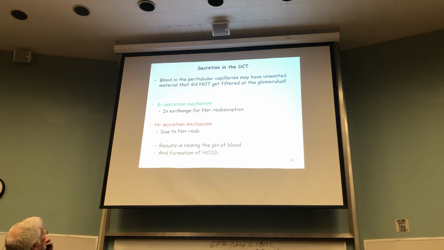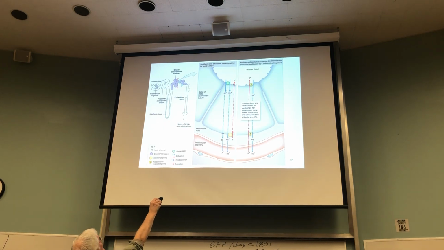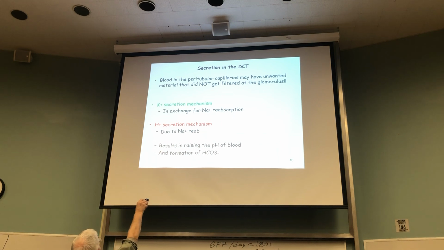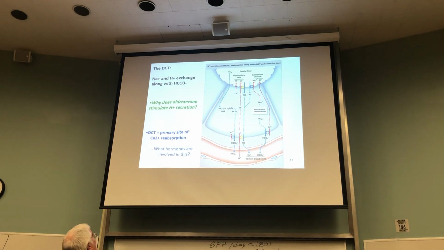All right, so bottom line, in terms of the distal convoluted tubule, you're looking at potassium secretion. That's this, right? Potassium leaving the blood, going into the filtrate, in exchange for sodium reabsorption. We're next going to talk about hydrogen secretion due to sodium reabsorption. That's going to be this right here. Now don't freak out like, oh my God, look at all this crap. Let's just follow the hydrogens for the moment.